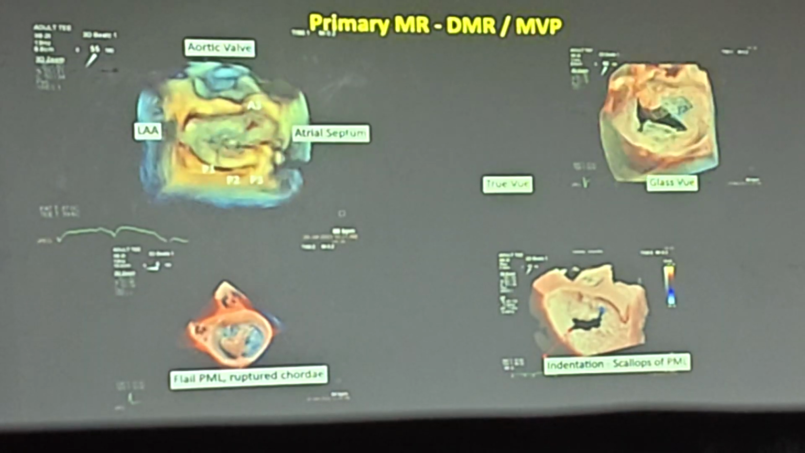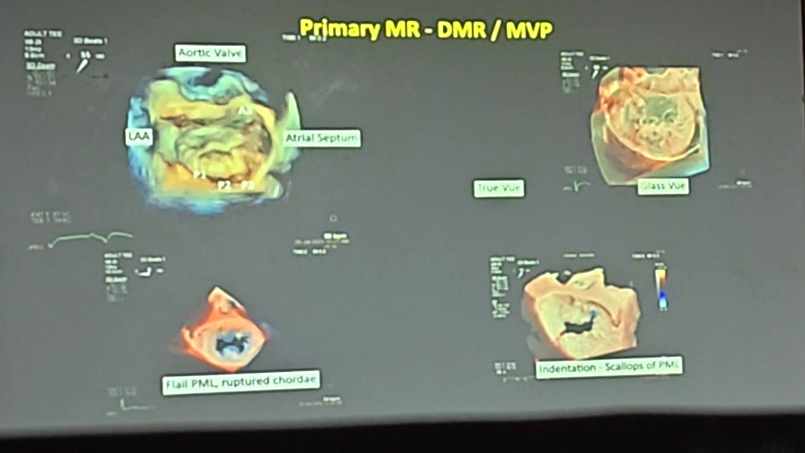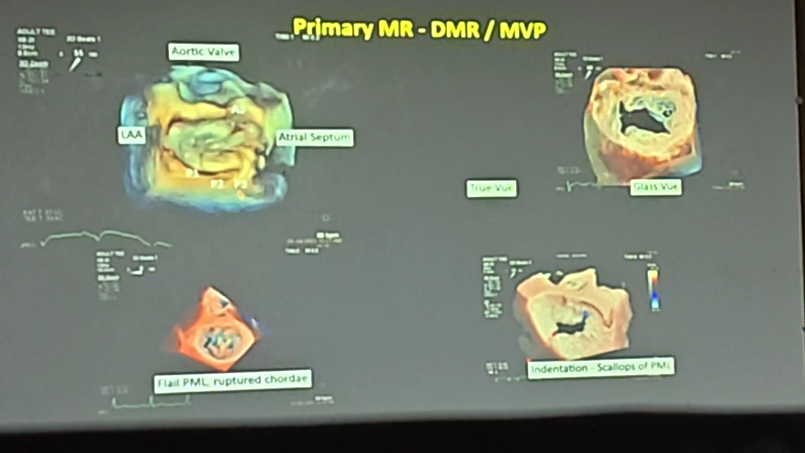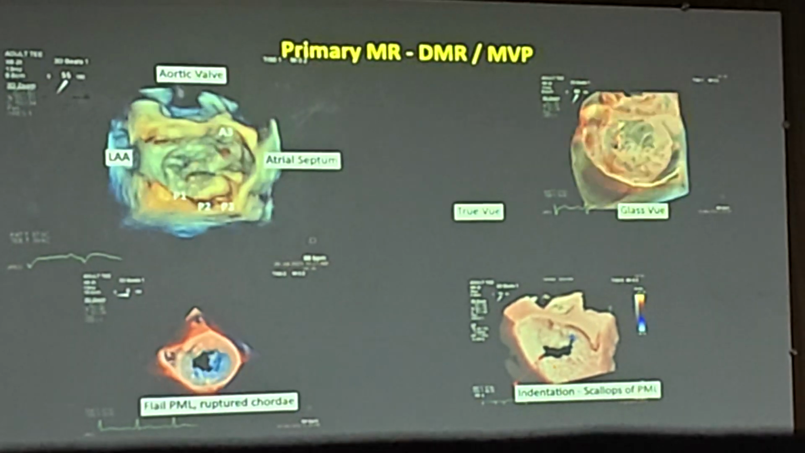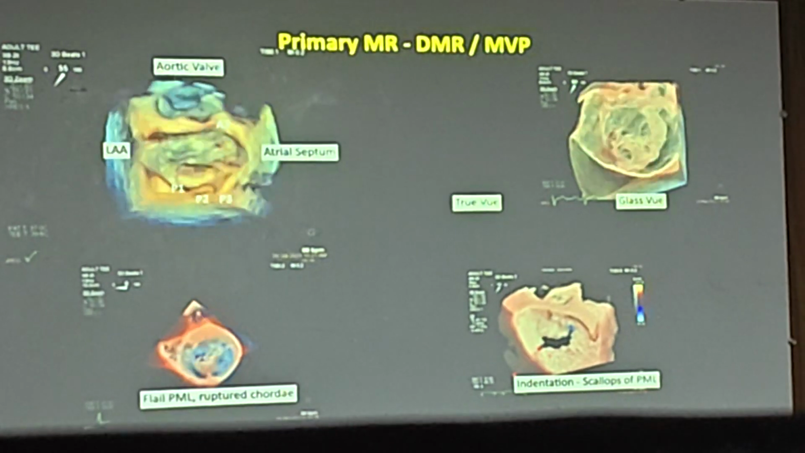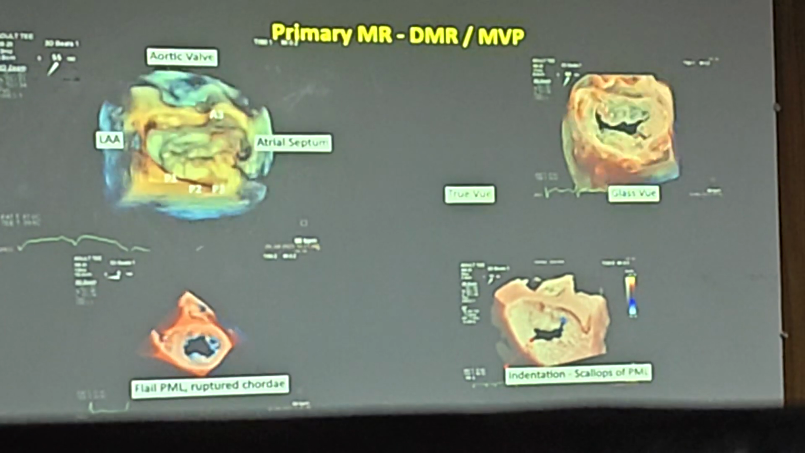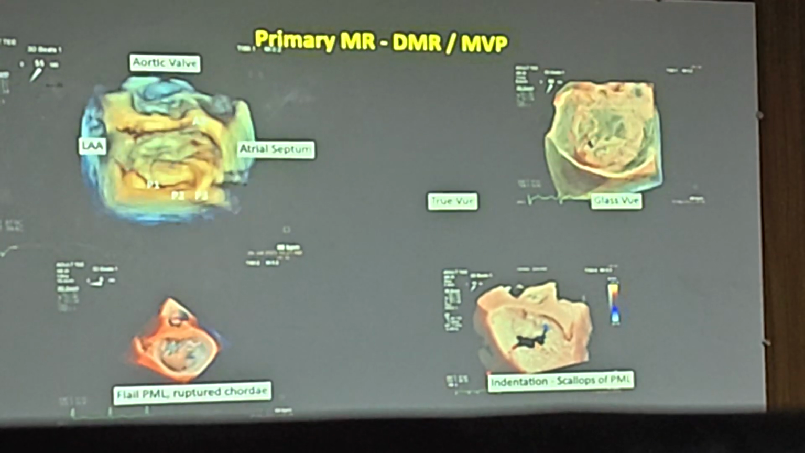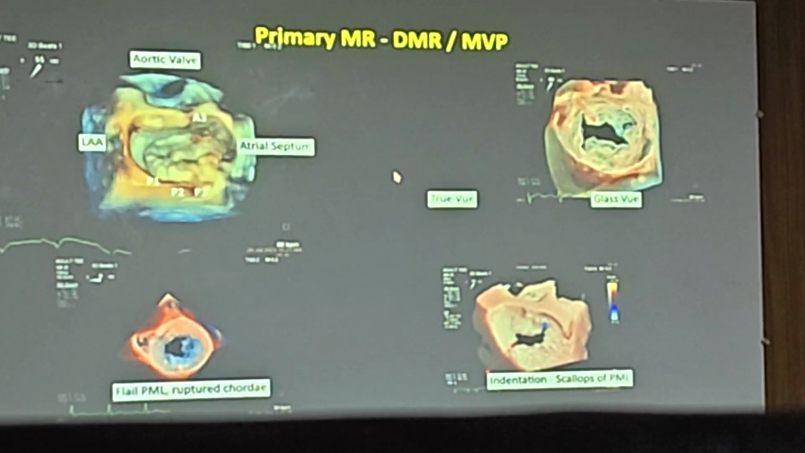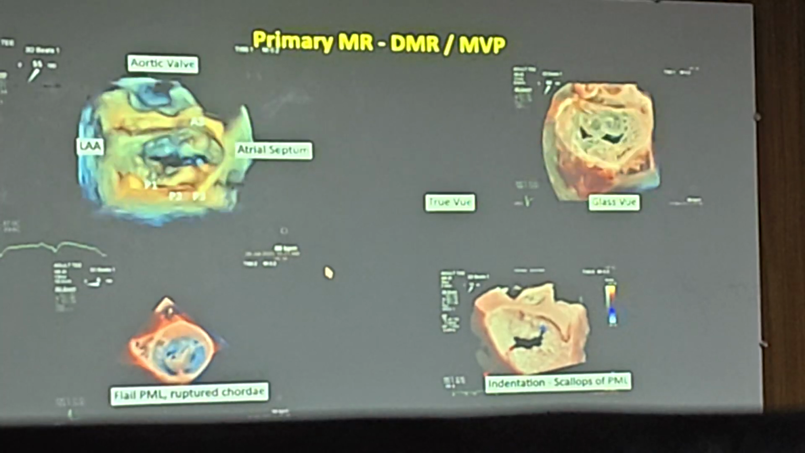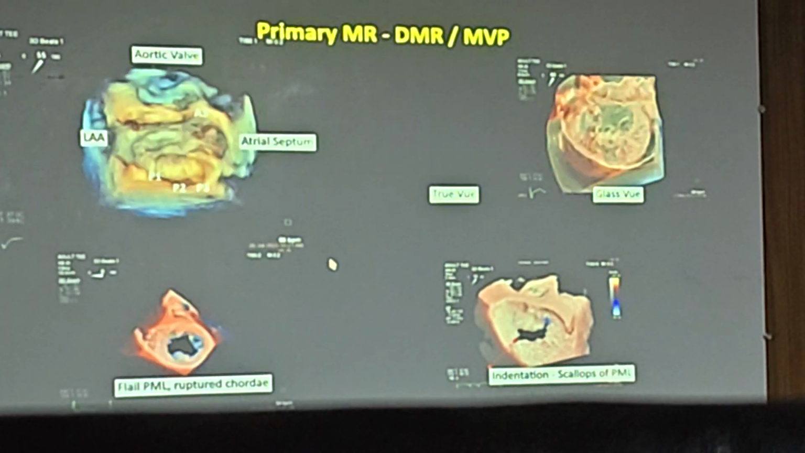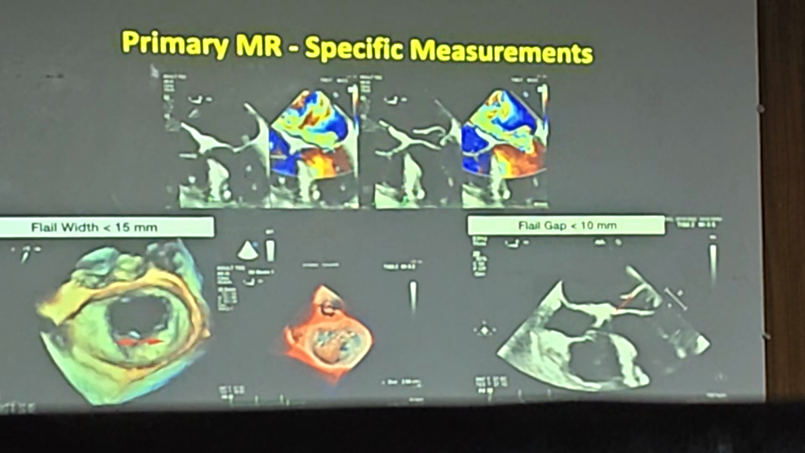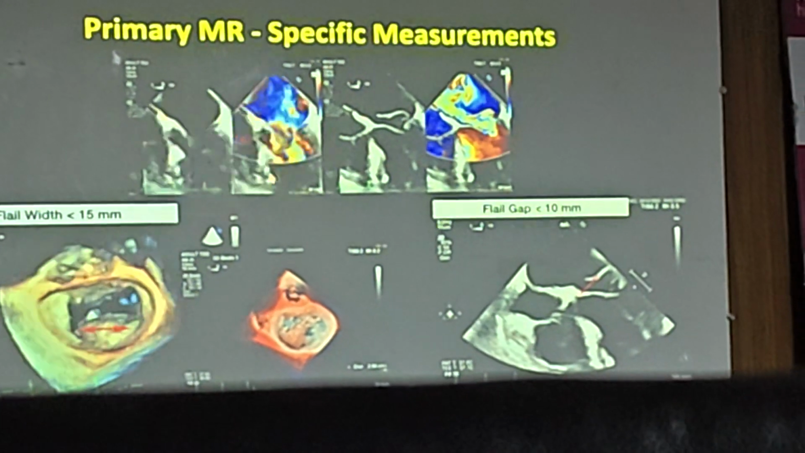And for primary MR, you have examples of how you can localize. You have P1, P2, P3 segments. So this is again localization. And then, as I told you, these are the indentations which you get, and sometimes they are quite deep, and then you call them scallops. And this is where the real value of 3D is, and especially these transillumination images over here. Now, for primary MR, there are some specific measurements.